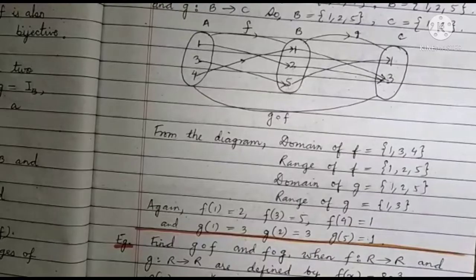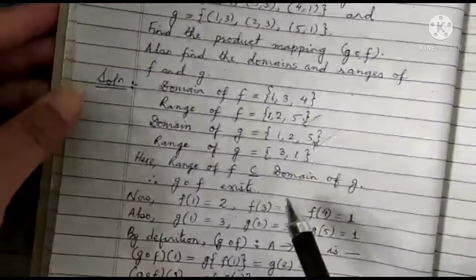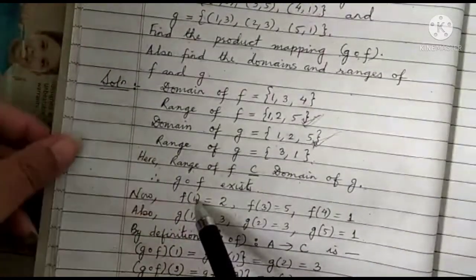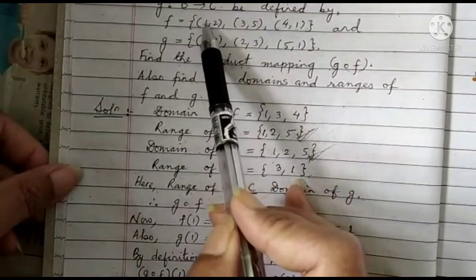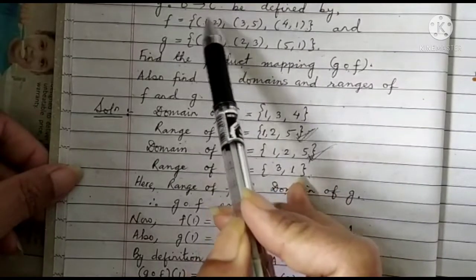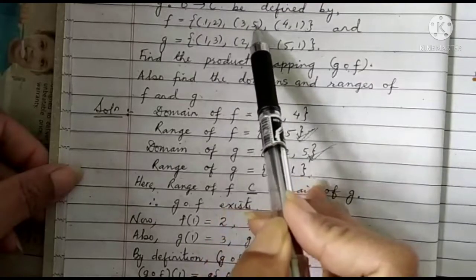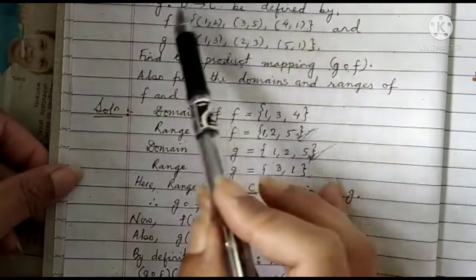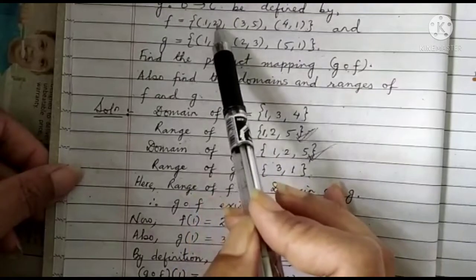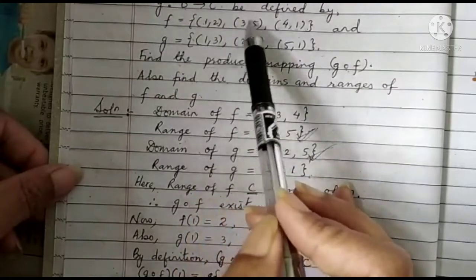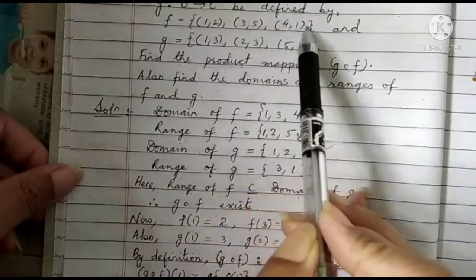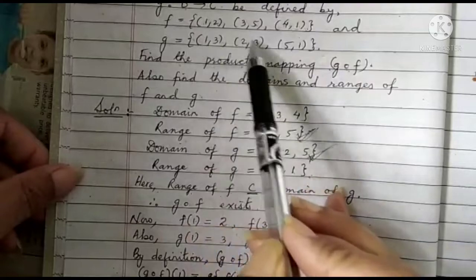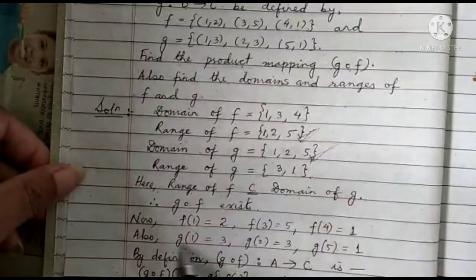Got that? Yes. Now, these things could be done without the diagram also. How? See over here. F of 1 is 2. If you map 1 you will get the result 2. 1 is mapped into 2, 3 is mapped into 5, 4 is mapped into 1 with the help of function f, right? So f1 is 2, f3 is 5, f4 is 1. Similarly, g1 is 3, g2 is 3 and g5 is 1. So from there I got these things.